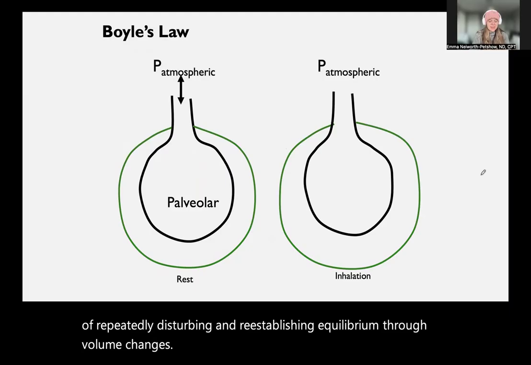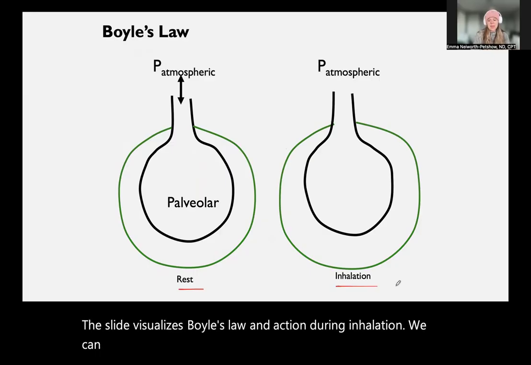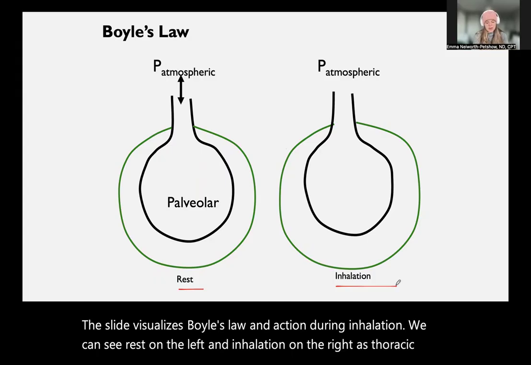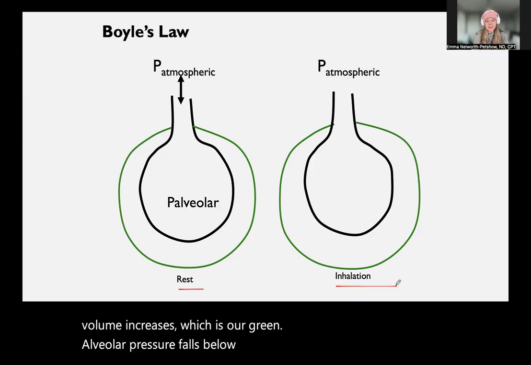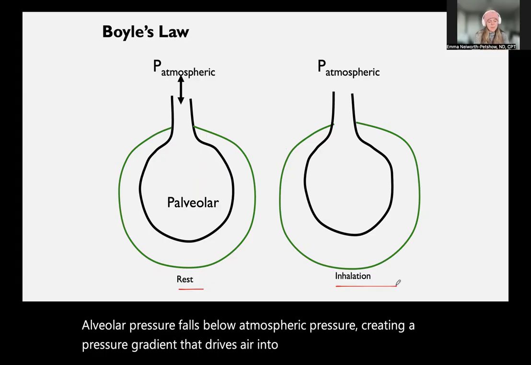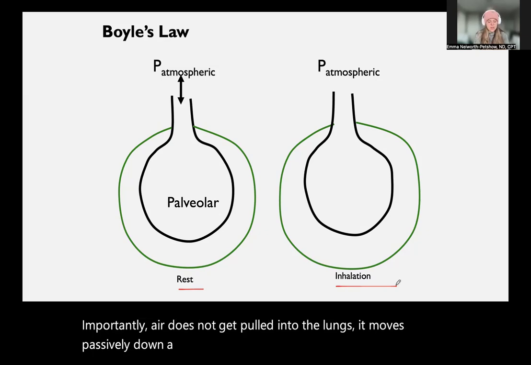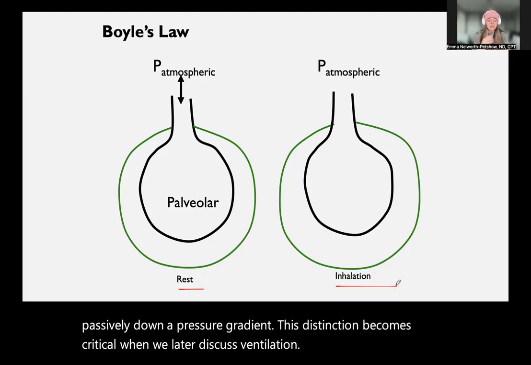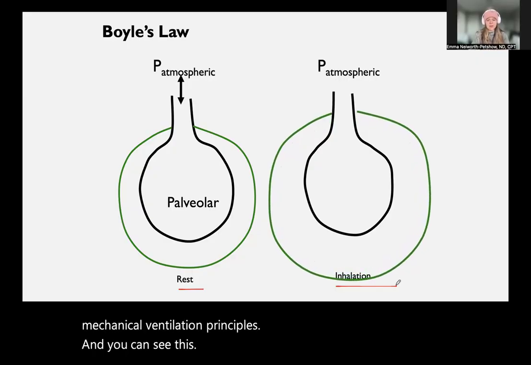This slide visualizes Boyle's law in action during inhalation. We can see rest on the left and inhalation on the right. As thoracic volume increases, which is our green, alveolar pressure falls below atmospheric pressure, creating a pressure gradient that drives air into the lungs. Importantly, air does not get pulled into the lungs. It moves passively down a pressure gradient. This distinction becomes critical when we later discuss ventilatory failure and mechanical ventilation principles. And you can see this process occurring.